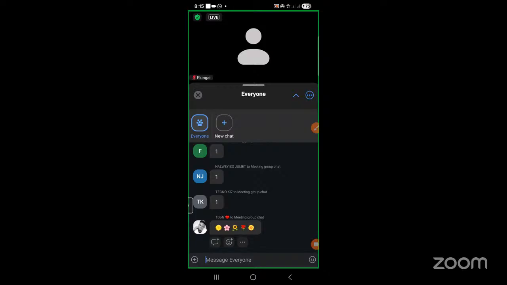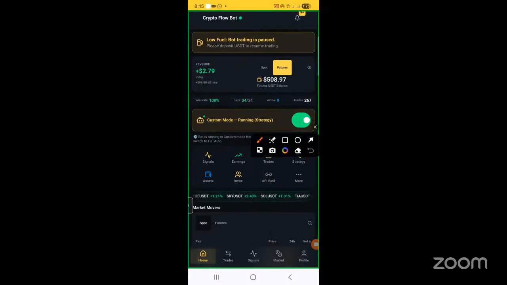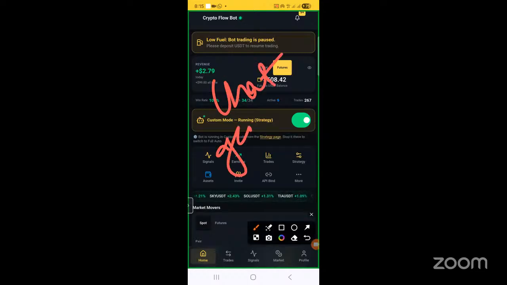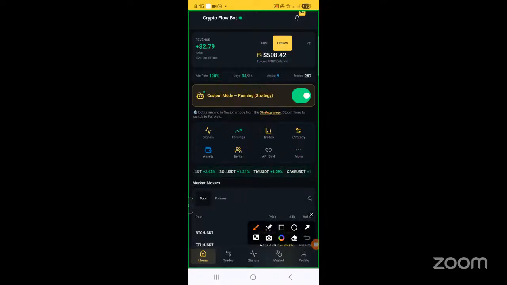The same way you see ChatGPT for chatting, the same way you see Gemini, the same way you see Claude AI, also Crypto Flow Bot is an AI made for crypto traders. It is powered by artificial intelligence.